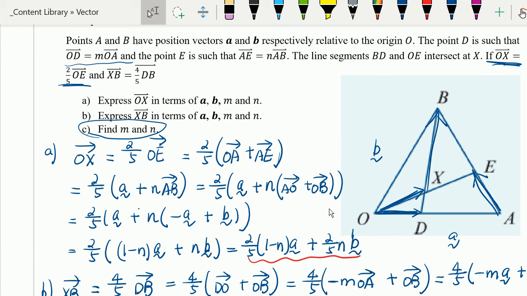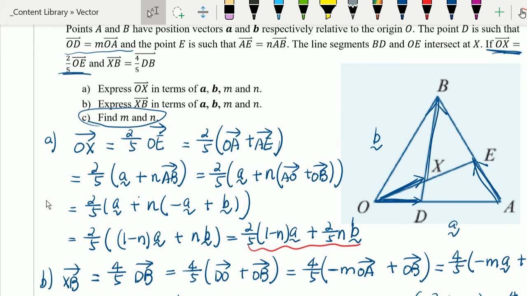So if I put B in the middle, that's just OB plus BE. Okay, that's how I find addition. And then if you follow the steps, that's OA plus AE, AE equals n times AB, and AB equals AO plus OB. So after simplifying, I will have this as my final answer.